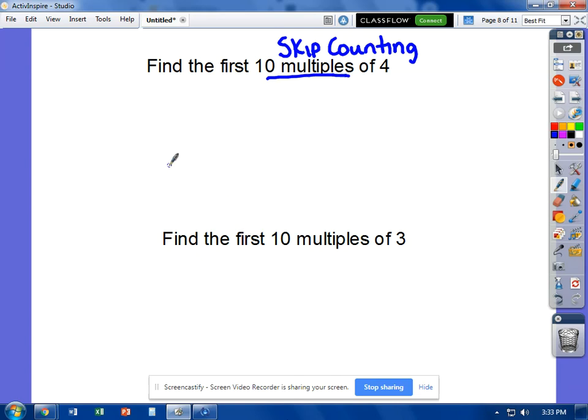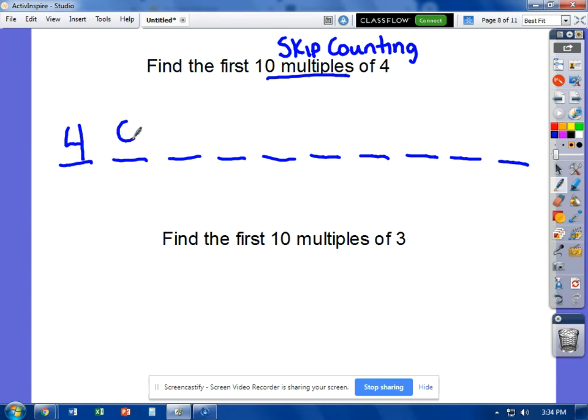So in my first one, it says find the first 10 multiples of 4. So because it says find the first 10 multiples, I'm going to make sure that I have 10 spaces. 1, 2, 3, 4, 5, 6, 7, 8, 9, 10. This just makes sure that I hit everything and I don't give too many or I don't miss any. So if I'm going to skip count by 4, the first number I'm always going to count by is 4. Then I'm going to go to the next one.